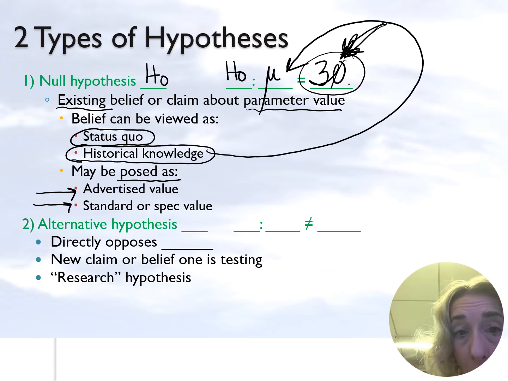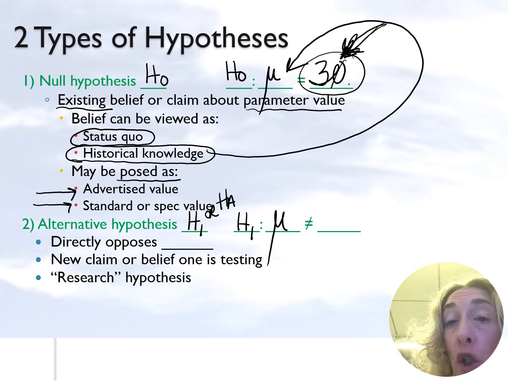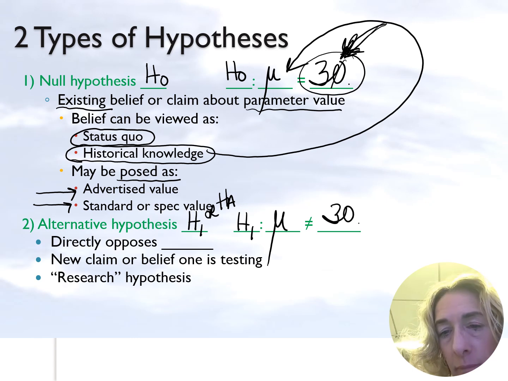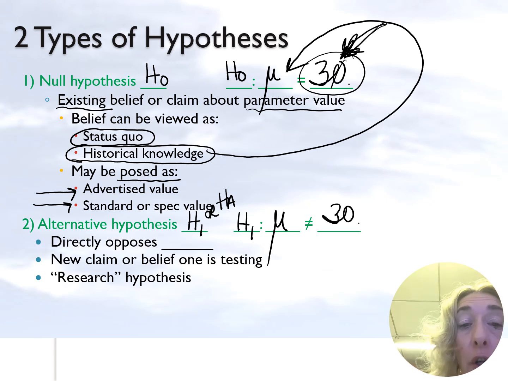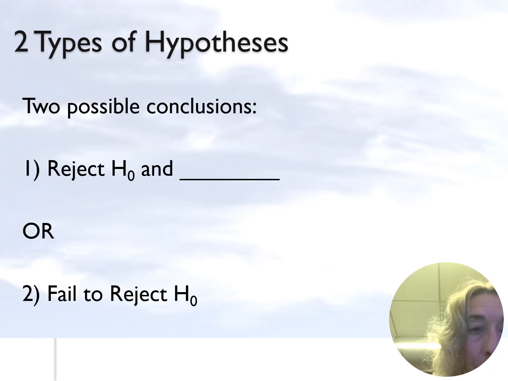The alternative hypothesis is labeled H sub 1, or you may see it labeled as H sub A for alternative. The alternative hypothesis to the above null hypothesis would be mu not equal to 30, in this case. So the alternative hypothesis directly opposes the null hypothesis. The alternative hypothesis is the new claim or the belief that we're testing, sometimes called the research hypothesis because we're trying to test it.